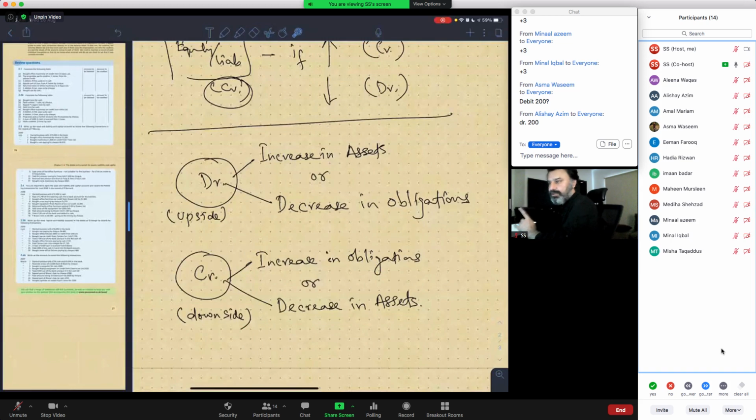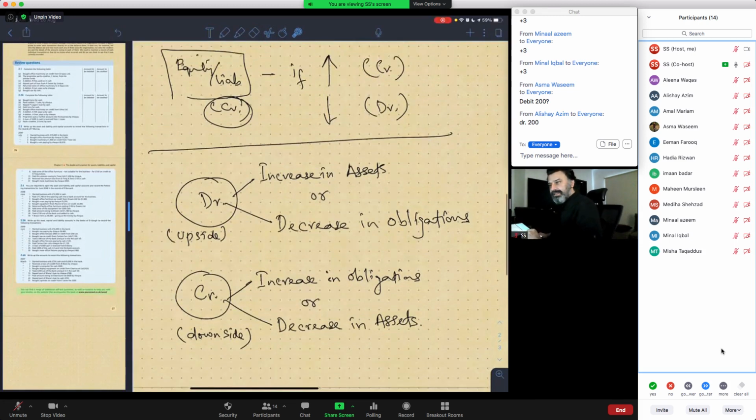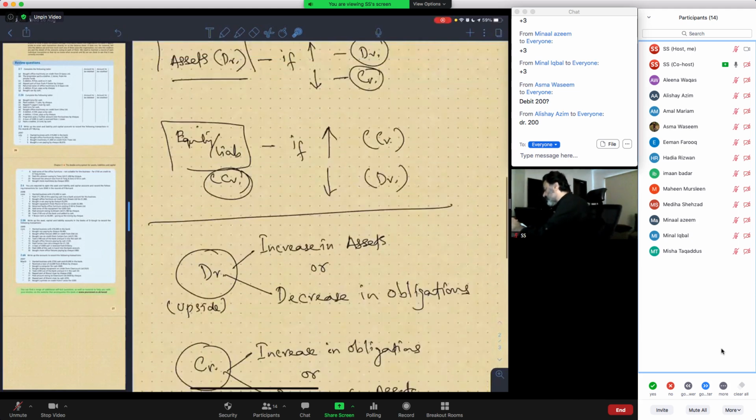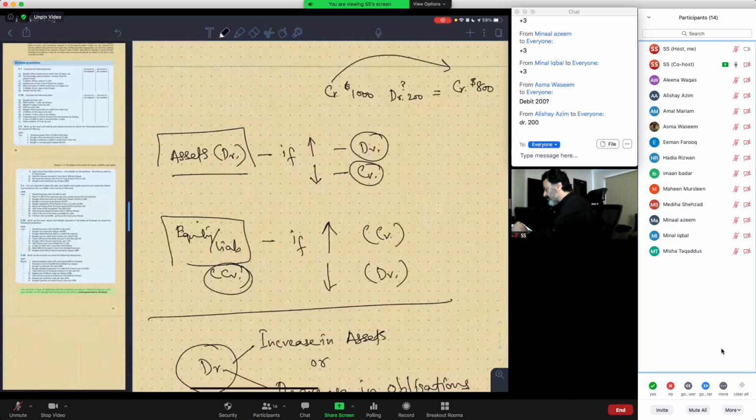But again, mind you, this is not the way how debits and credits should be defined or understood. This is just a simple shortcut and workaround just to save time, right? The correct way of looking at debit and credit should be like this: that since assets have a debit nature inherent, so that means if they go up, they should be further debited. If they come down, they should be credited, and vice versa for obligations. So we understand the workaround.